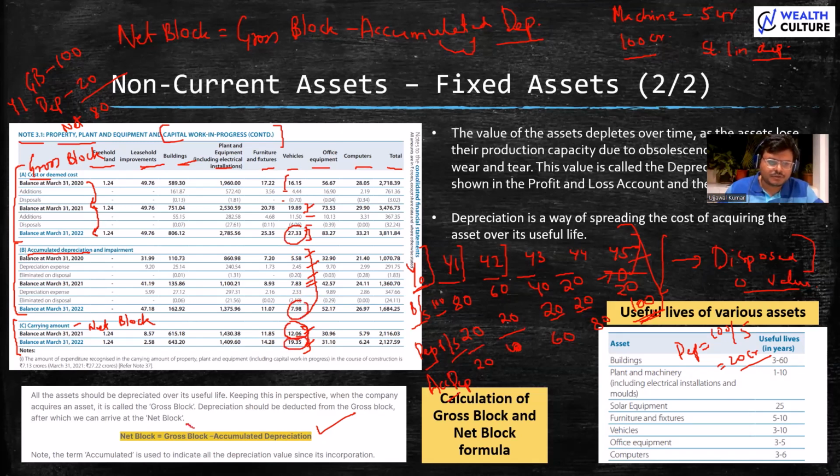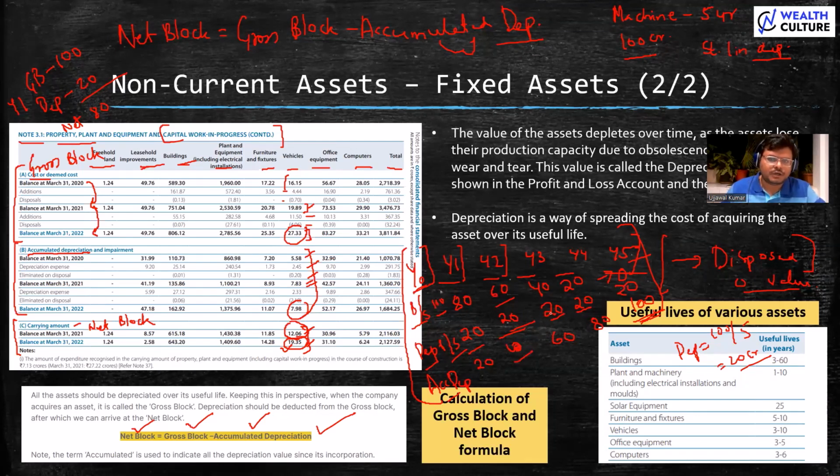Basically simple, gross block minus accumulated depreciation will give you a net block. These are accumulated numbers, this is gross numbers, so you get the net numbers, right? And a very simple example I've given you. This is how you depreciate in the P&L. This is how you show the gross number and the accumulated depreciation number on the balance sheet.